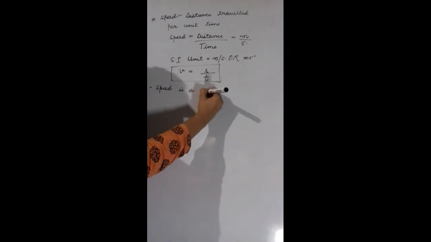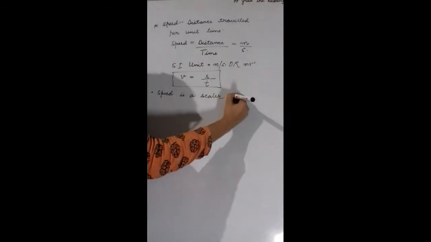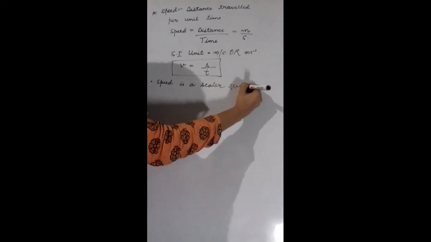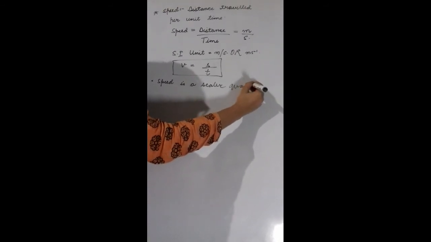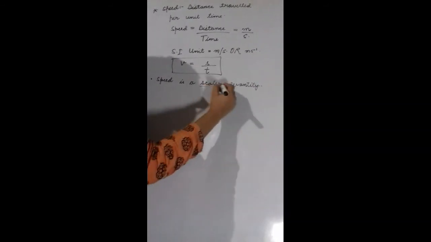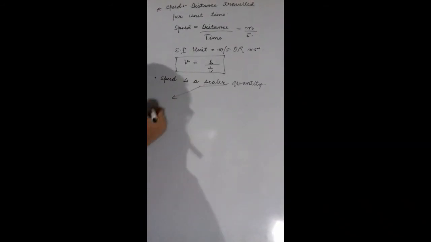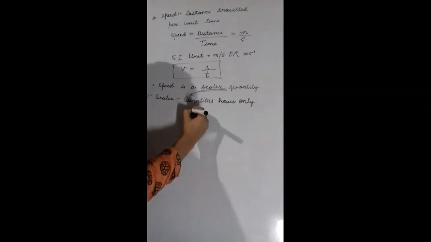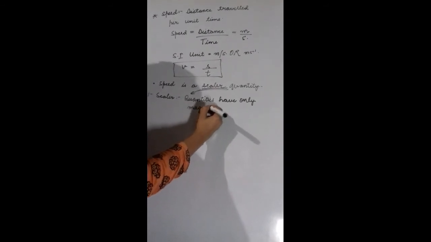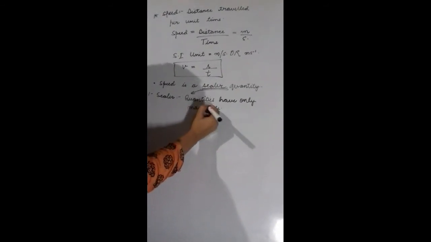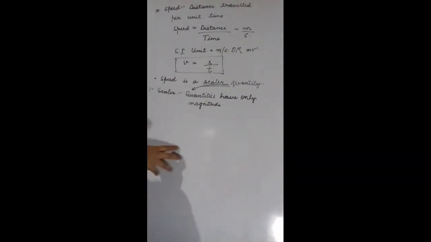Now, let me tell you, speed is a scalar quantity. What is a scalar? Scalar means the quantities which have only magnitude. Magnitude means values or constants, normally in a straight direction, in a straight line.